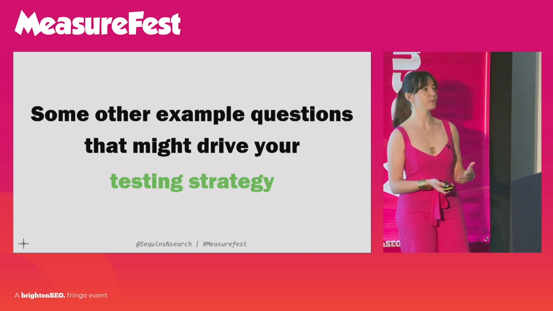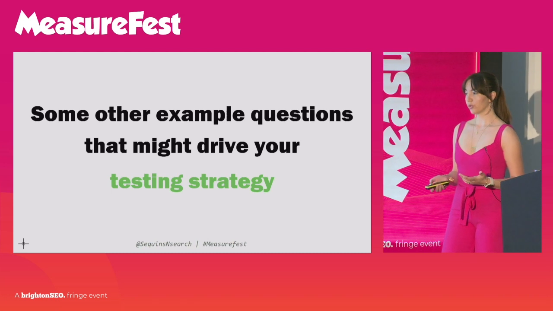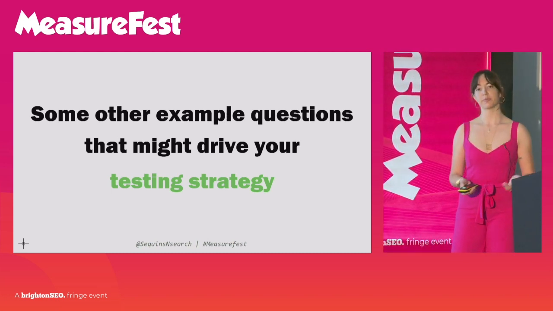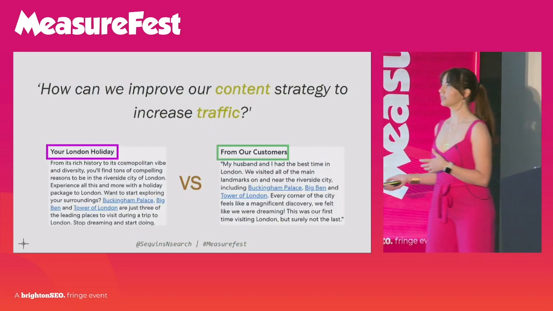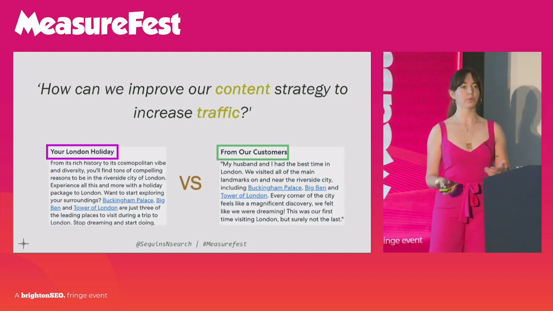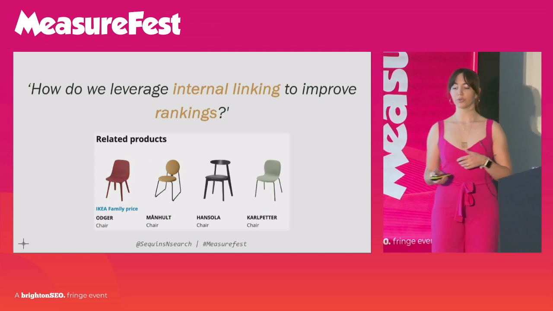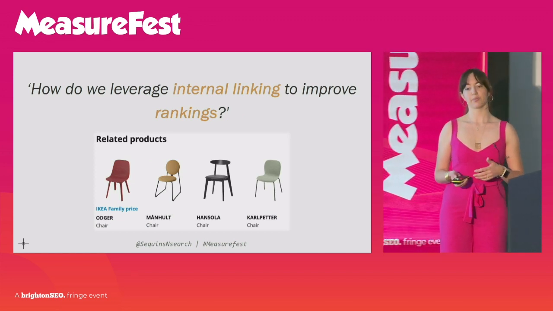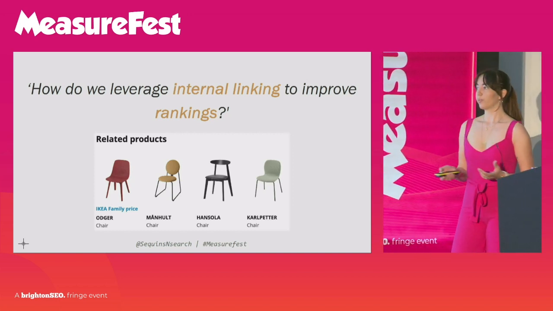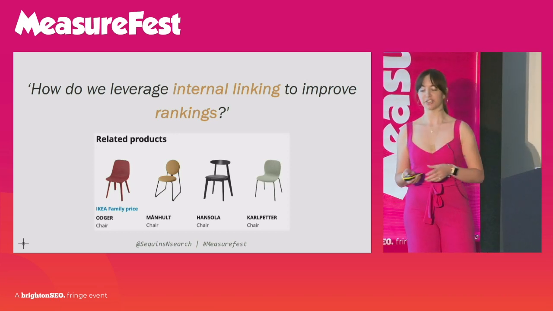So there's other examples that you can take and you can basically use to direct your testing strategy. It all depends on what you want to focus on your website, what the challenges are. And some of these can be, for example, how do you use content to improve traffic? You might want to test UGC content versus default content. Or how do you leverage internal linking, for example, to improve rankings? And that might include, for example, adding a linking module to the category page.